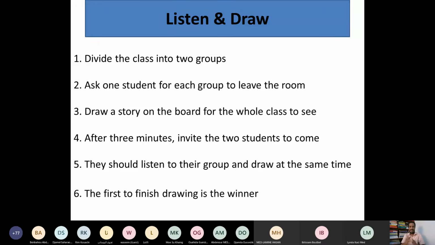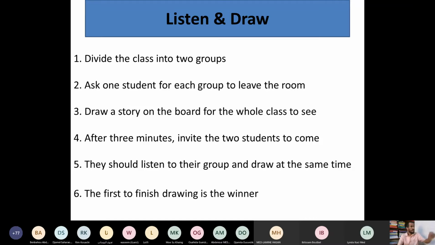So let's divide the class into two groups. I'm going to ask each group, give me one leader, one representative, one coordinator, one presenter. And there are two, they come. They have to leave the classroom. They go outside the classroom, okay. Number three, the teacher draws a story on the board for the whole class to see. I'm going to draw a story and the two groups are just watching. I'm drawing and at the same time narrating the story.